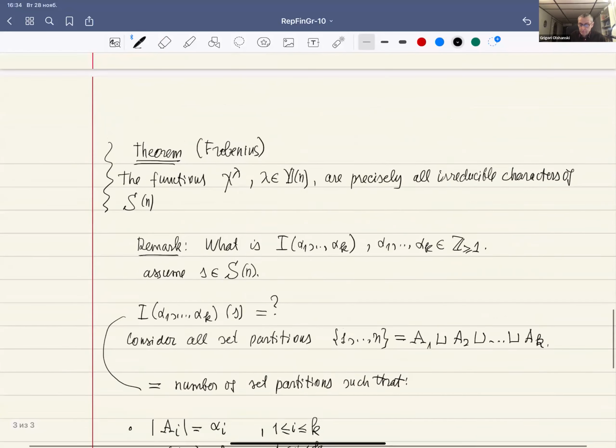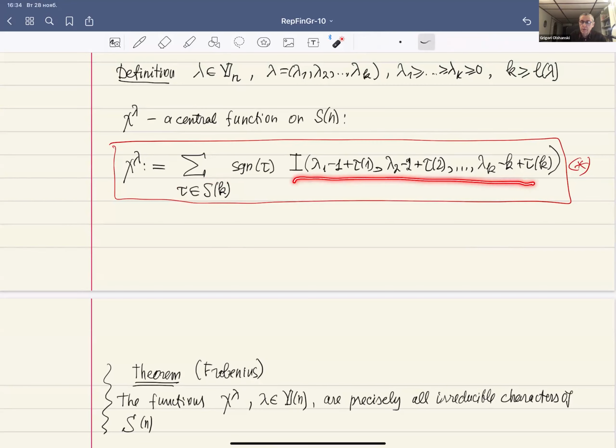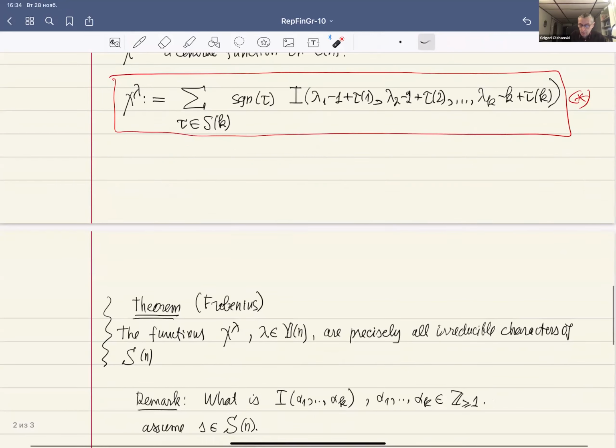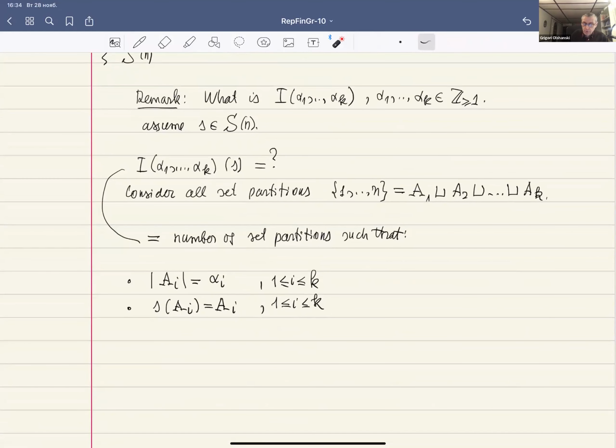So we see that the whole formula is rather complicated. If k is large enough, this is a large sum of some complicated characters. But nevertheless, this is an excellent result. So I proceed to the proof.